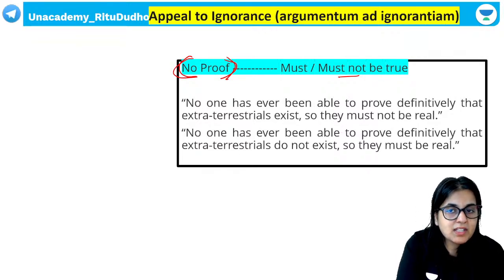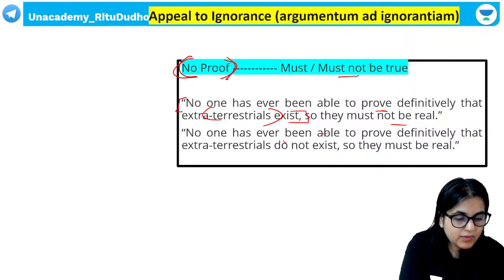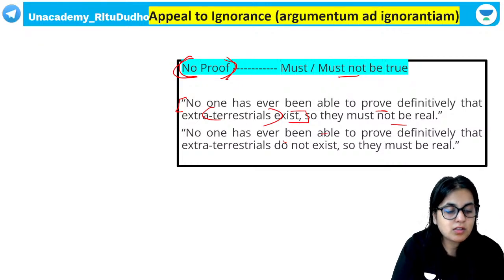No one has ever been able to prove there's proof that ETs exist, so you say they must not be real. So if you're ignorant about something, or if you don't have knowledge about something, that does not mean that it's true or false. Maybe you don't know it yet, or you have not found it out yet.